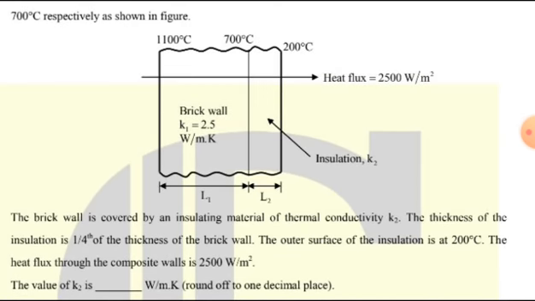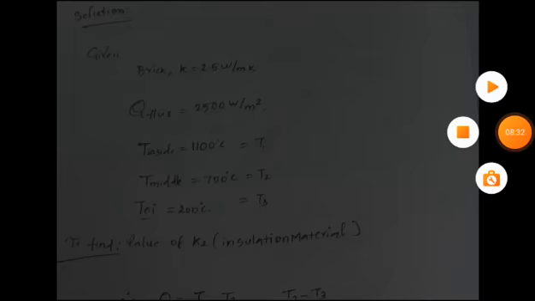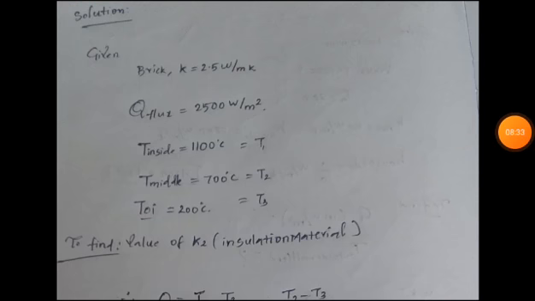Okay, we have to find the value of K2, rounded off to 1 decimal place. K2 means the insulation conductivity we have to find. I have solved this question, I will explain it now. Okay, this is the answer which is solved by me.